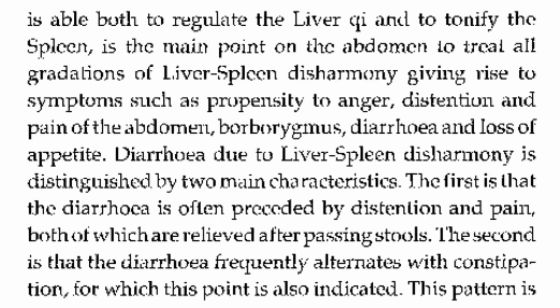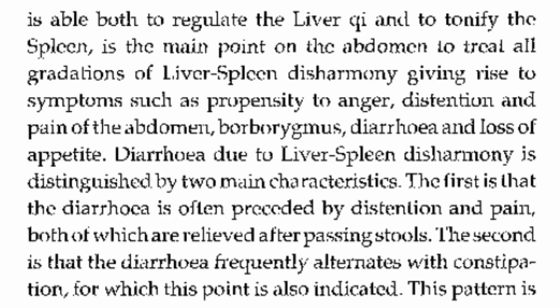Zhangmen, Liver 13, which is able both to regulate the liver Qi and to tonify the spleen, is the main point on the abdomen to treat all gradations of liver-spleen disharmony, giving rise to symptoms such as propensity to anger, distension and pain of the abdomen, borborygmus, diarrhea, and loss of appetite.